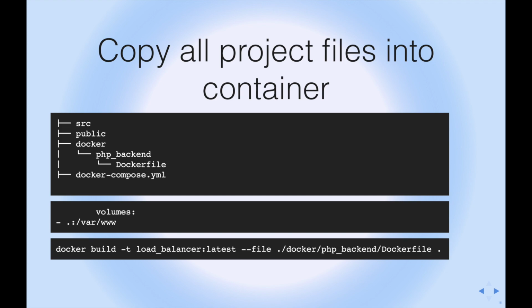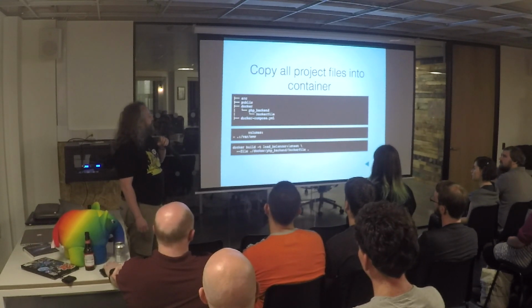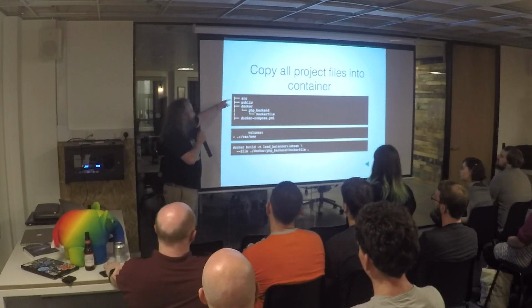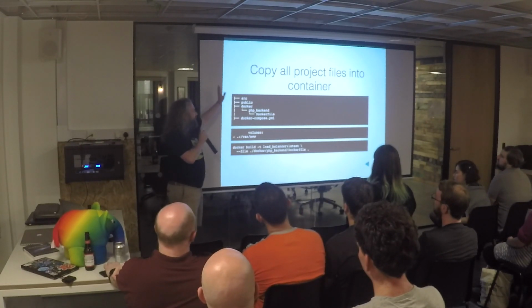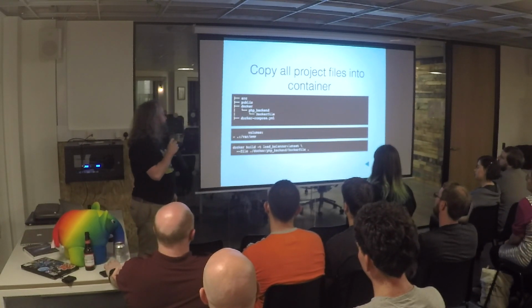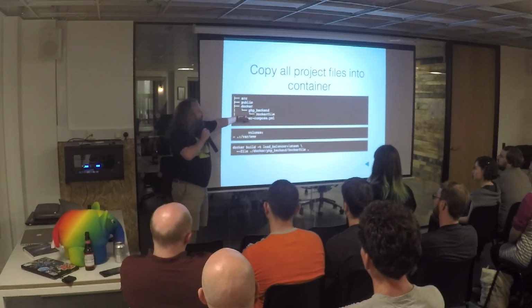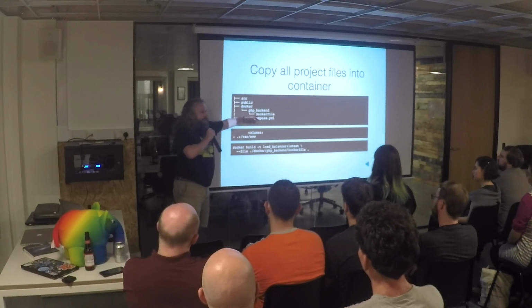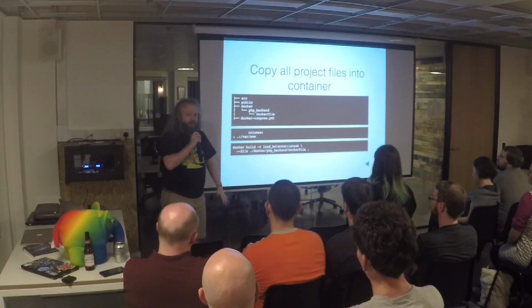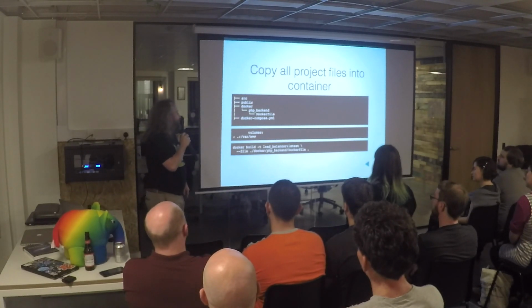And final thing, I think, is copying all project files into a container is the way to go. By default, most people have a project laid out like this. They'll have a source, public, and then Docker directories, and they'll put the different Dockerfiles for different containers under a directory. By default, when you build a Docker container with a Dockerfile here, it only has access to the files underneath this directory, and you have to manually copy them all in by hand. This just seems to be a waste of time for most PHP projects.